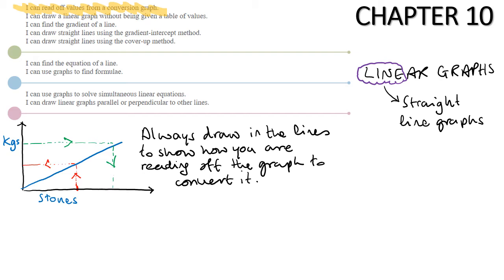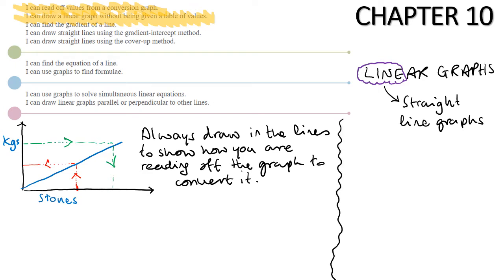Right, the second thing on the list here is can draw a linear graph without being given a table of values. So what that means is that you need to create your own table of values. So sometimes you need to do that, create your own table of values. So let's have a look at how we do that.